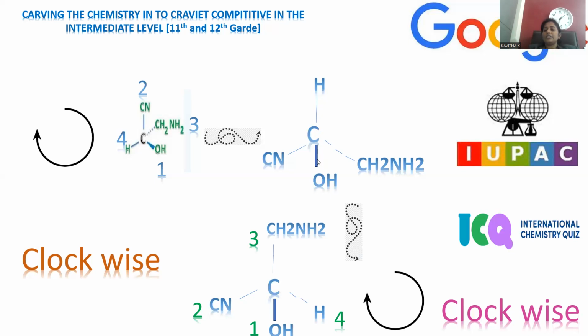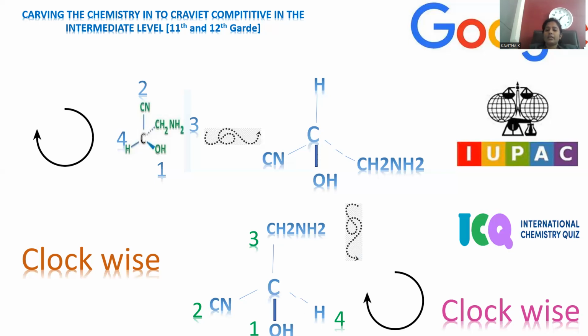Wedge bond indicates towards the viewer. This is the 3D formula, the three-dimensional representation, right? So if you interchange hydrogen with CH2NH2, CH2NH2 comes onto the planar bond and the dotted line bond will be the hydrogen. After getting this, again you have to assign 1, 2, 3, 4: 1 for OH, 2 for nitrile, 3 for CH2NH2, 4 for hydrogen.